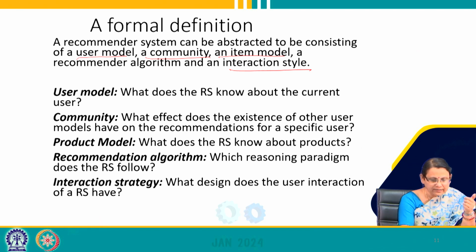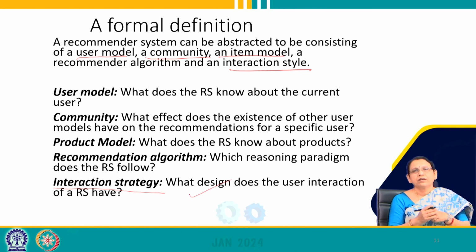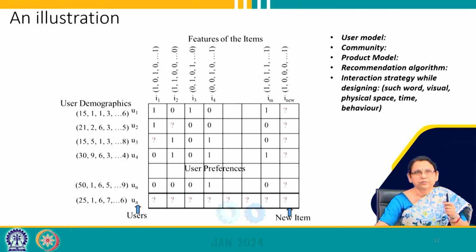Then comes the interaction strategy. Let me tell you, this interaction strategy is something which probably we are not going to discuss. This is all about how the recommender system will be interacting with the users. User will be clicking some button, then user has to select something, user has to view something. So, how those user interactions are to be organized, so that user gets maximum exposure to these recommended items and takes certain decision. This can be done through designing a good recommendation strategy.